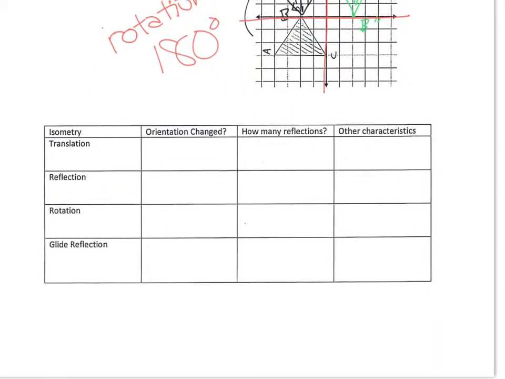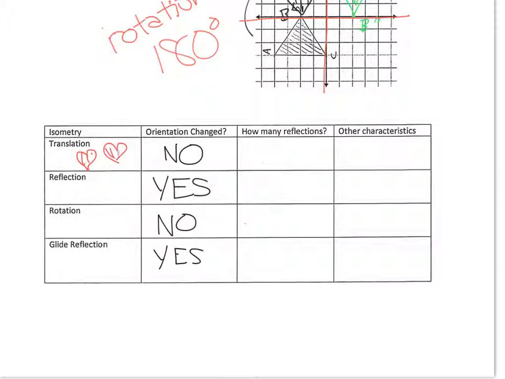So let's fill in this chart. In a translation, has the orientation changed? No. Reflection, definitely. A rotation, no. And a glide, yes. The orientation has changed. So what I mean by that is, if you had two hearts like this, pre-image, image, the star is still going to be on the right-hand side. But if you reflected it, the star would be on opposite sides. If you rotated it, the star would still be on the right-hand side. And a glide would be not only on opposite sides, but also shifted too.